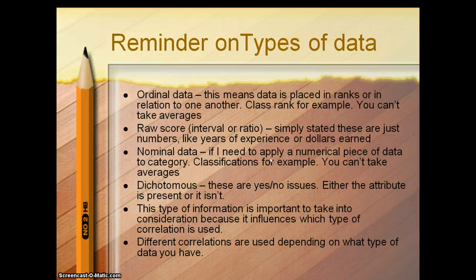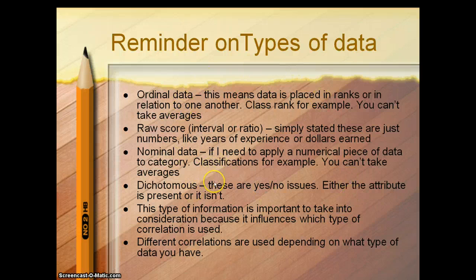A reminder on types of data, and this is important because it influences which test you get to pick. Ordinal data means they're ranked, for example, freshman, sophomore, junior, senior. Survey data is ranked data. Raw scores like dollars earned, years of experience, and many test scores are interval or ratio data. Nominal means it's just a classification: male, female, Republican, Democrat, dichotomous, yes, no.